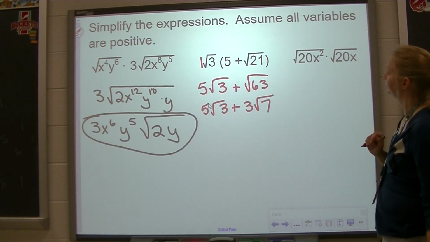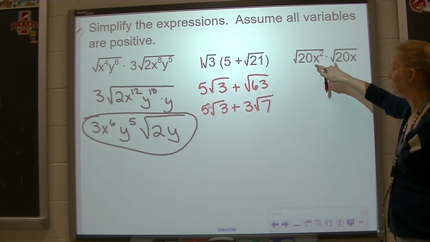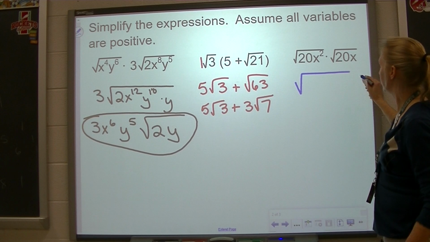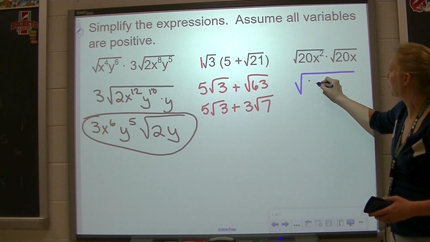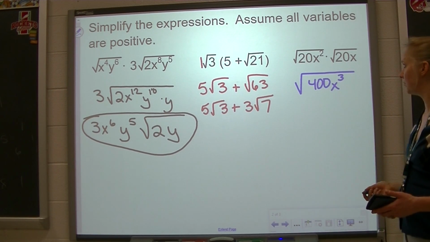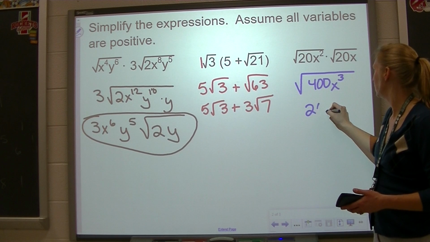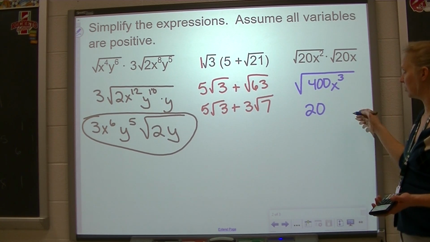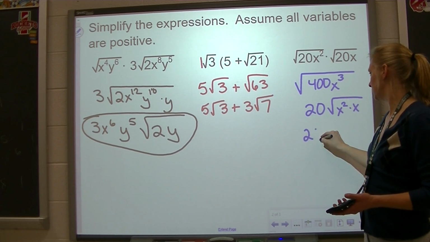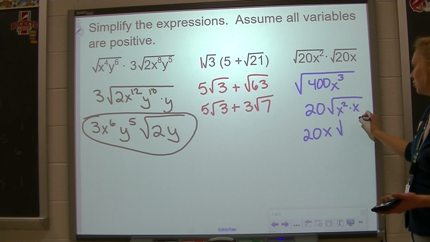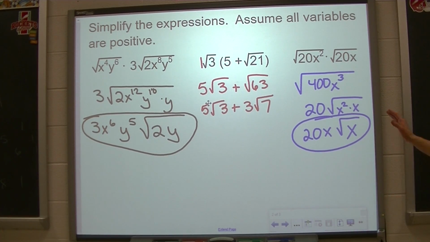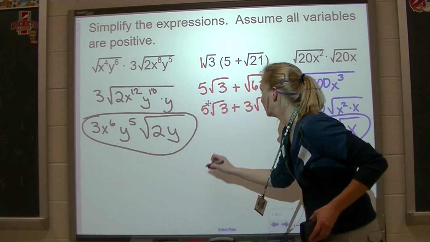Let's look here. Again, it's square roots, they're both square roots, so I can multiply them. So it's going to be the square root of 400x to the third. Okay, so what I would do, I would take the square root of 400, which I actually can, and I get 20. So it's basically 20 and then times the square root of x to the third, but remember we can rewrite that as x squared times x. So the square root of x squared is x, so it's 20x square root of x as your answer. So that's it in simplified form there.